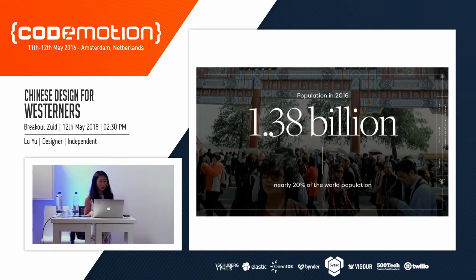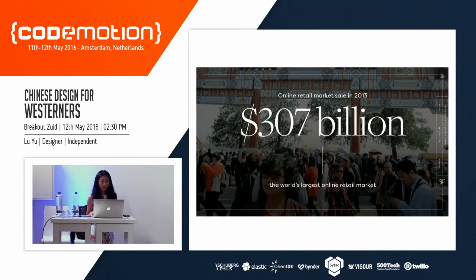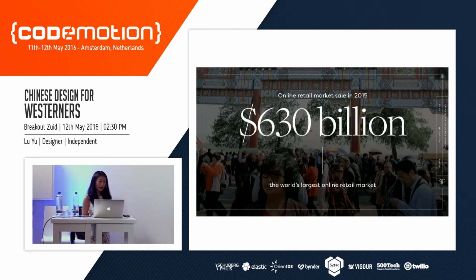So this year, the population in China reached almost 1.4 billion, and that is nearly 20% of the world population. And earlier in 2013, the Chinese online retail market sale reached more than $300 billion, making China the world's largest online retail market. Only 3 years later, the number has doubled.